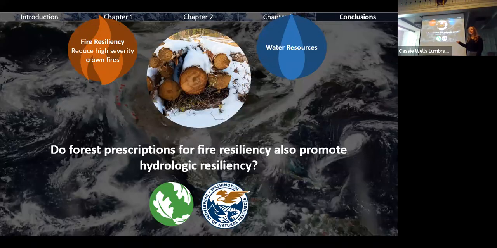So I've talked to you guys a lot about this problem that I'm still working on solving. Do forest prescriptions for fire resiliency also promote hydrologic resiliency? That's really this overarching idea. And of course, I haven't gotten there yet. This is my general exam. So hopefully, if you guys join me at my defense at some point in the future, then we can answer this question.